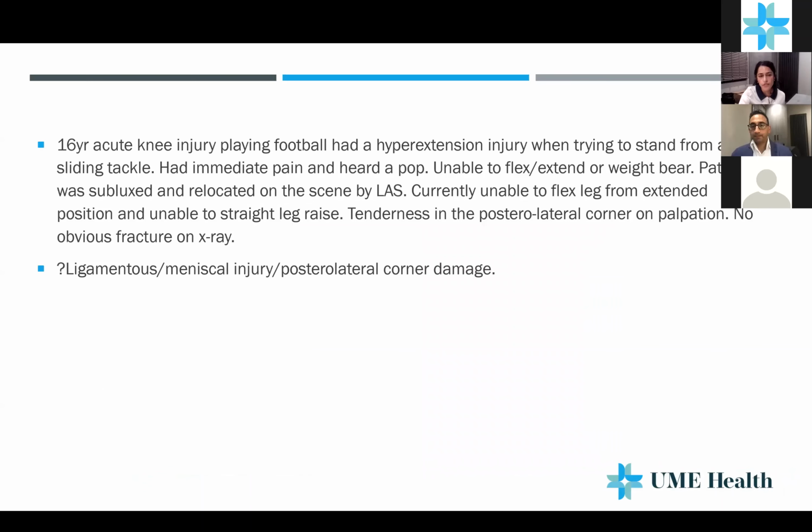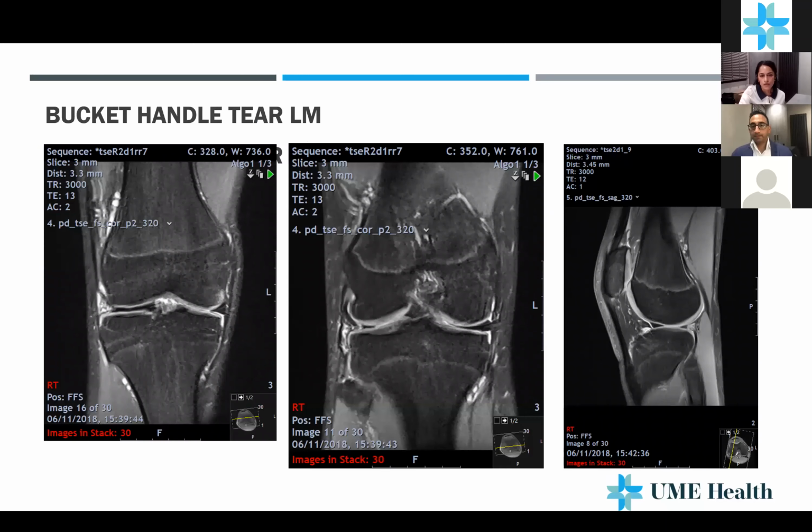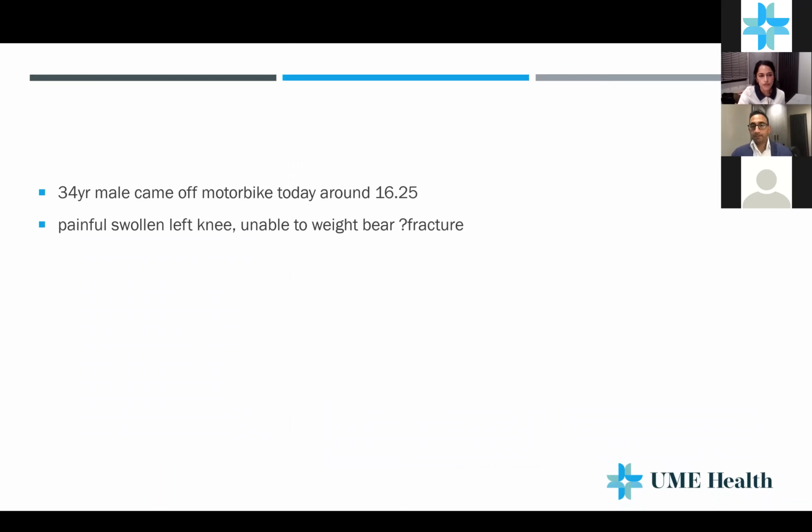This I've just put in because it gives you a really good clinical history, and everything is in the history and examination. And the moment you read that history, you're thinking, is there ligamentous, meniscal, posterolateral corner damage? They're all of the things that I would be looking for on the MRI. Another bucket handle tear and also posterolateral corner injury.